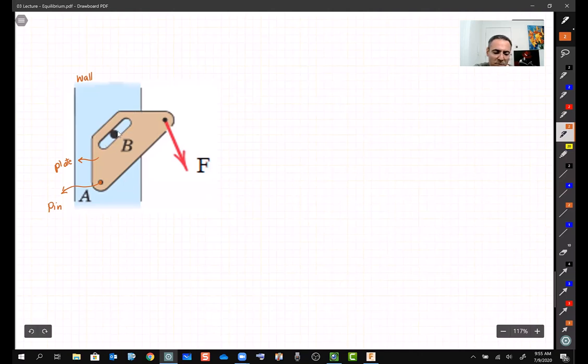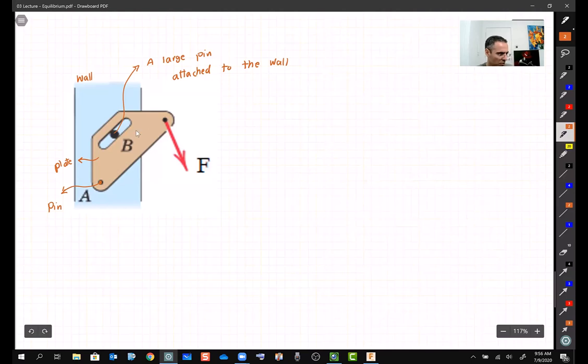And then we have this big pin, this black one, a large pin attached to the wall. And then we apply load F over here. Hope you guys can understand this mechanism.